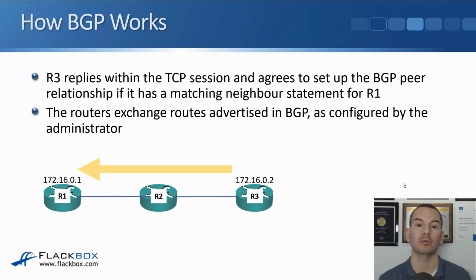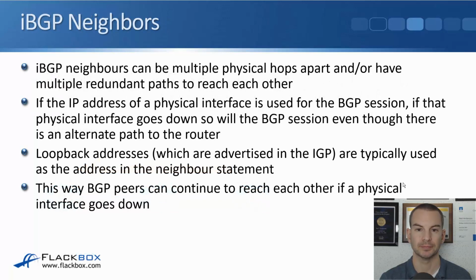When that is done, the routers will then exchange routes that are advertised in BGP as configured by you, the administrator. So our IBGP neighbors can be multiple physical hops apart and/or have multiple redundant paths to reach each other. If the IP address of a physical interface is used for the BGP session, and that physical interface goes down, so will the BGP session, even though there's an alternative path to the router. If that doesn't make sense yet, you'll see it in the diagram on the next slide.